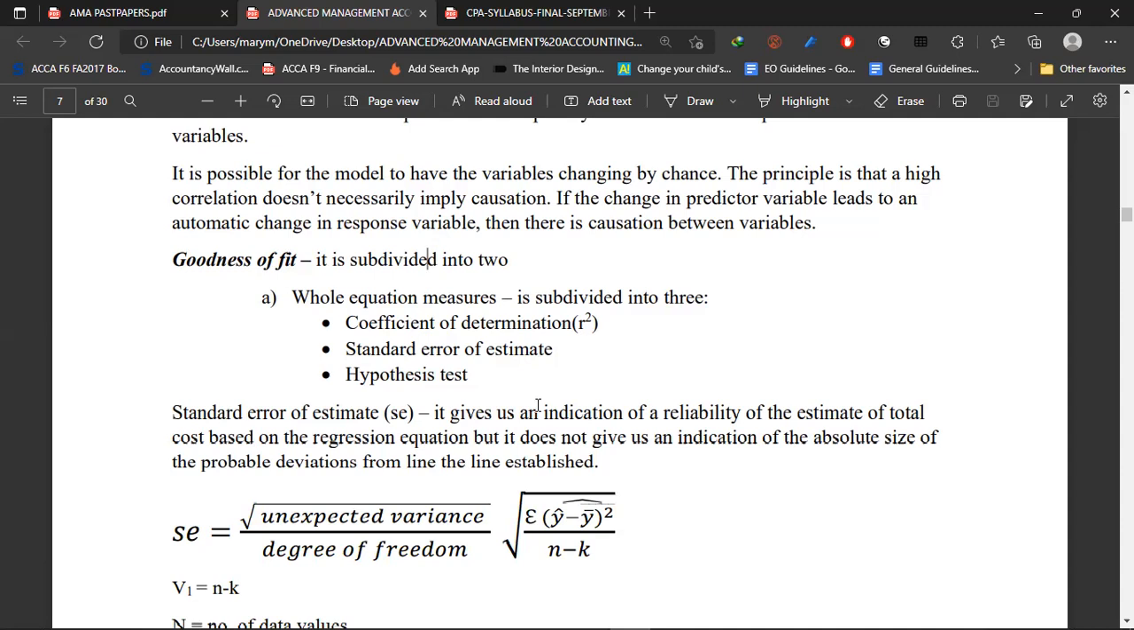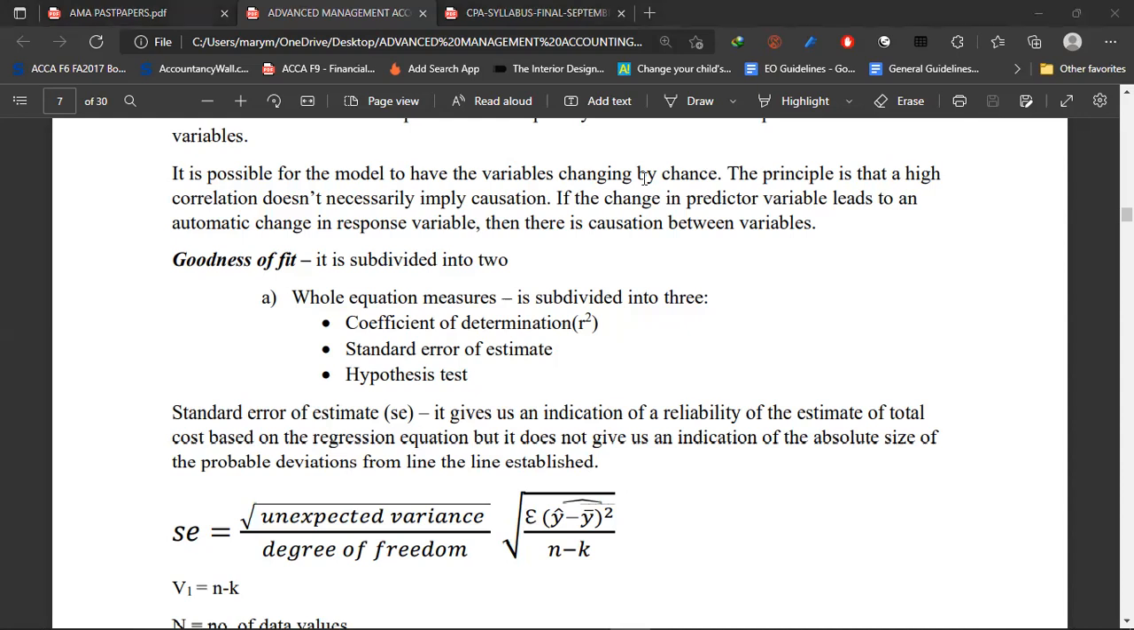Now, in that concept, we are going to be learning that we are supposed to focus our attention on how the goodness of fit is divided, and we are saying it is normally divided into two.